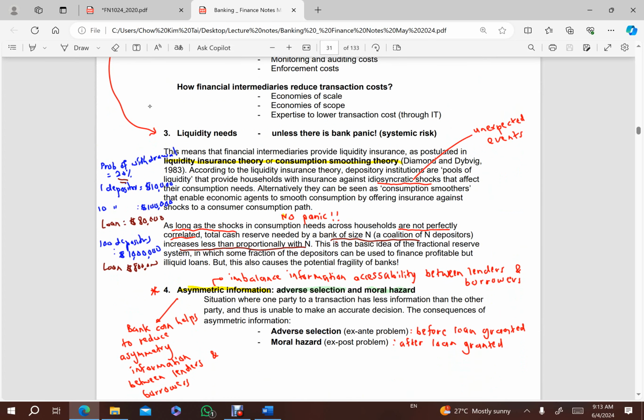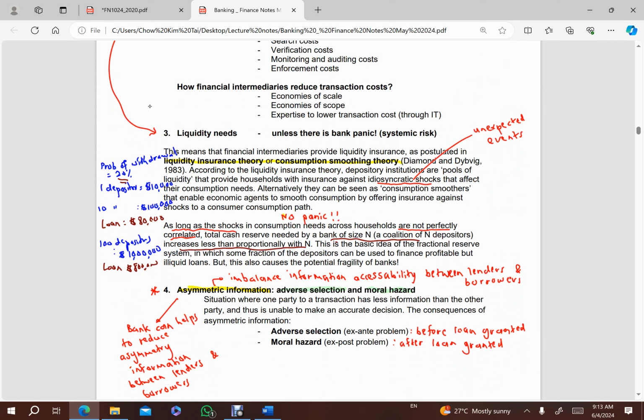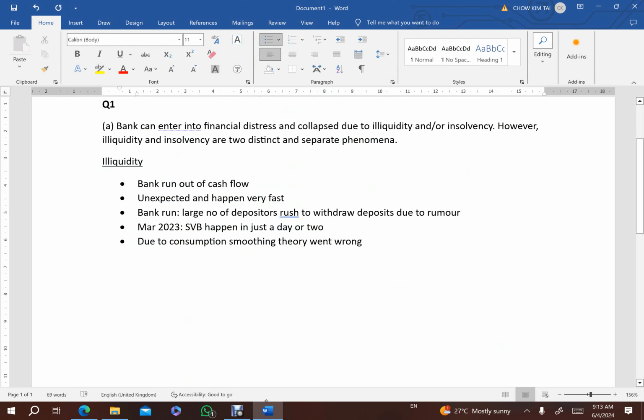This one, consumption smoothing theory: the bank only keeps a small portion of depositors' money in the bank. A large amount of the deposits are actually lent out. So in normal business circumstances, the bank only expects a small percentage of depositors to come to the bank each time to withdraw money. But if there's a sudden shock in the market, a bank run, a large number of depositors withdraw money from the bank, and they will not have enough cash to hold. So the liquidity insurance theory or consumption smoothing theory goes wrong. That is illiquidity. Okay, so you just explain all that.